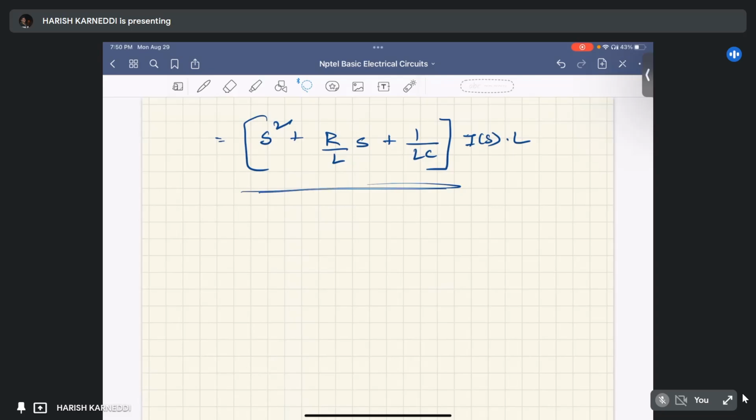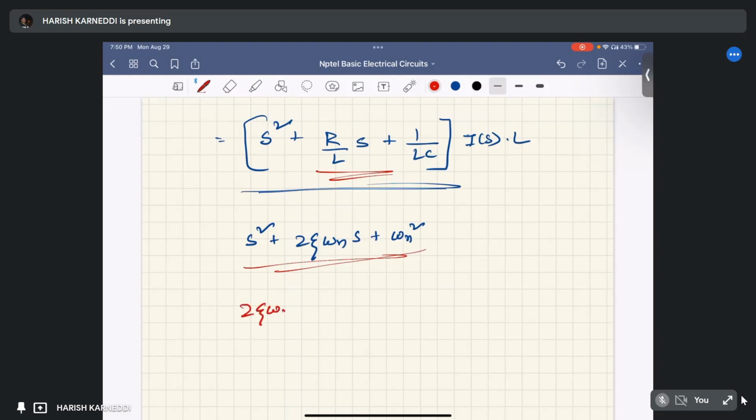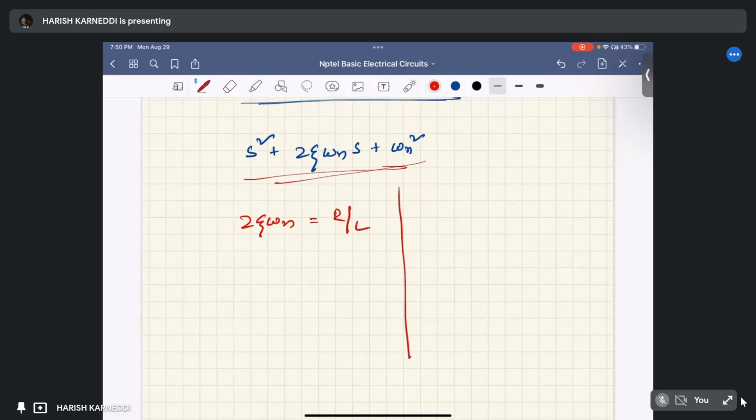What is the standard second order equation? The standard second order equation is s square plus 2 zeta omega n s plus omega n square, right? You can compare these two equations. So you land up with 2 zeta omega n equal to R by L, the s coefficient, and omega n square equal to 1 by LC. What is the value of omega n then? Omega n equals 1 by square root of LC.